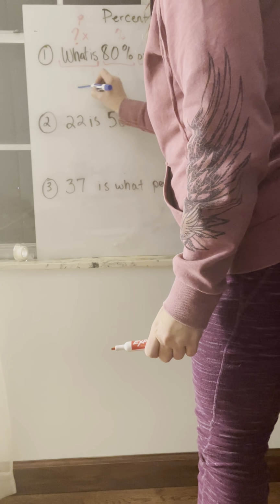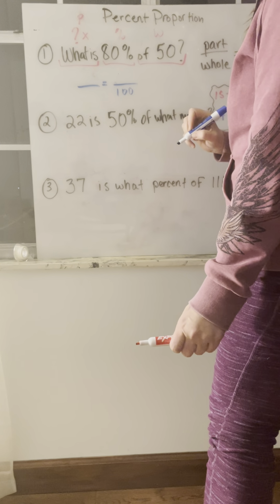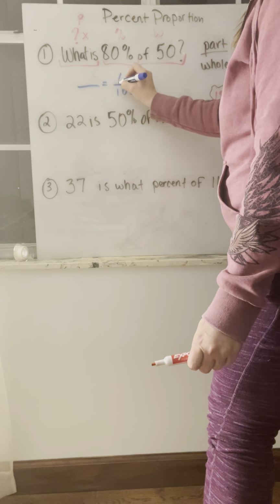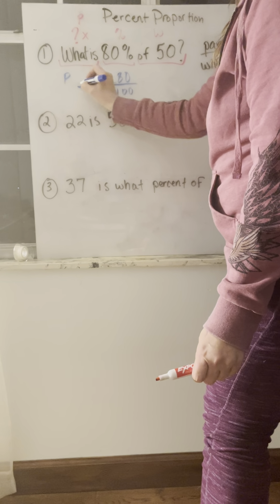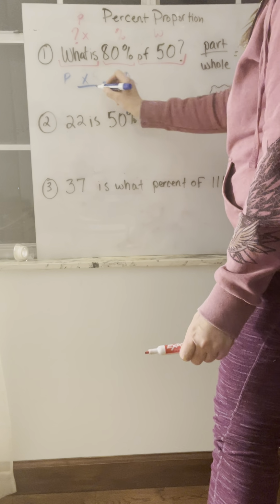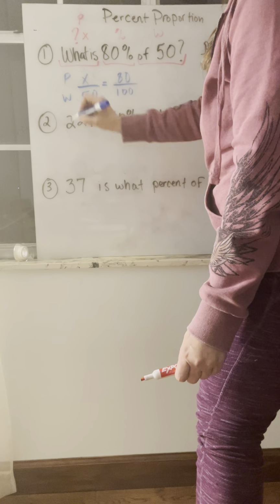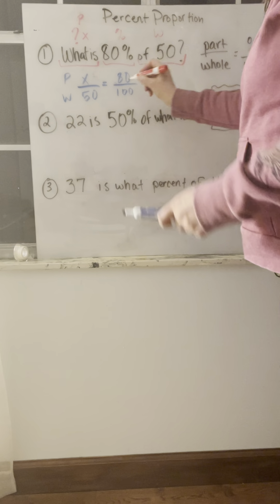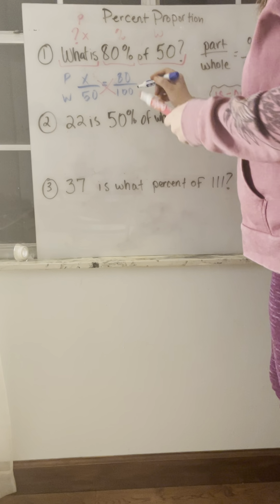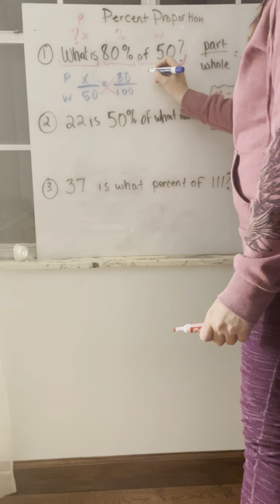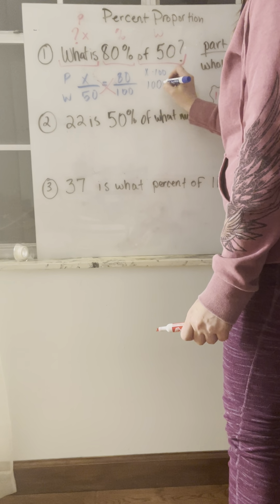100 always goes here. 80%, the 80 goes here. The part is up here, that's our x. The whole is 50, it goes right here. Now all I have to do is cross multiply and divide, like we have been doing. I'll start here. I have x times 100, x times 100. Remember, that's going to be 100x.